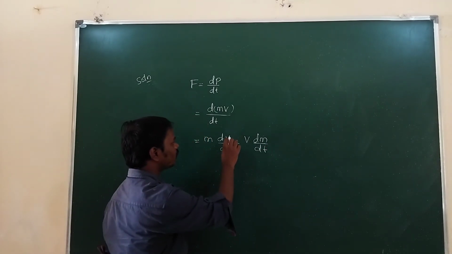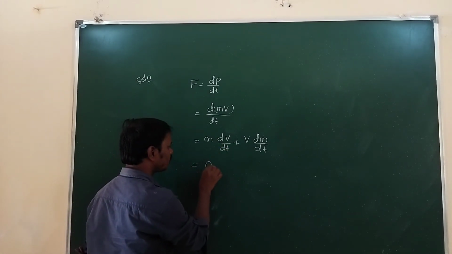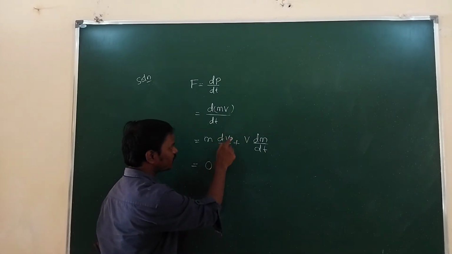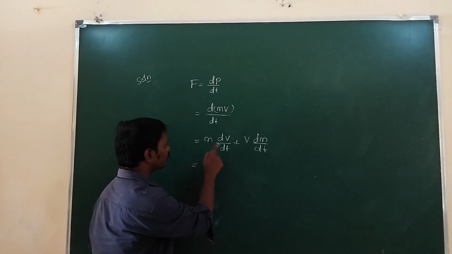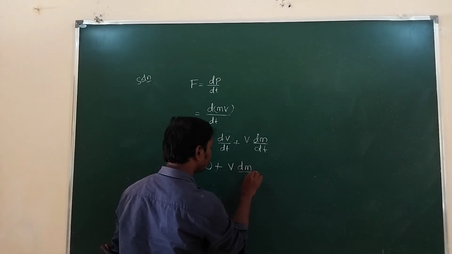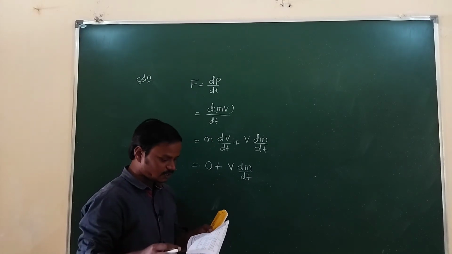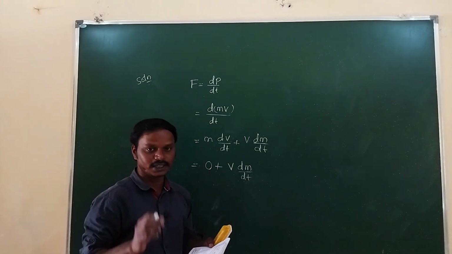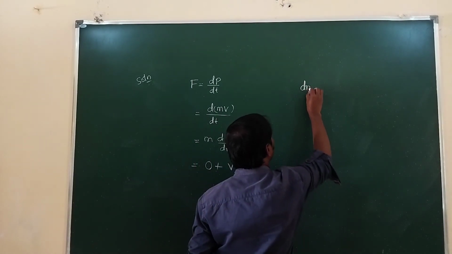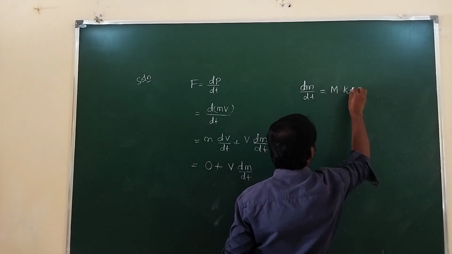Here velocity is constant, means uniform velocity. The rate of change of constant velocity is 0. Then this can be taken as 0 because velocity is constant. So, the differentiation of a constant is always 0, and 0 into m is again 0. Then you can write this as v into dm by dt. So, listen here. Sand is being dropped on a conveyor belt at the rate of m kg per second. Here dm by dt is given, that is m kg per second.